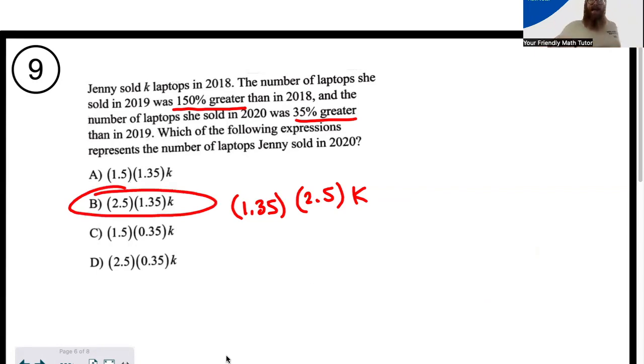All right. So again, the common missed answer, the wrong answer, is A, because we see 150% and we do 1.5. But we have to remember, no matter what, after you change it to decimal form, you add 1, or add 100% and then change it to decimal form. Either way works.